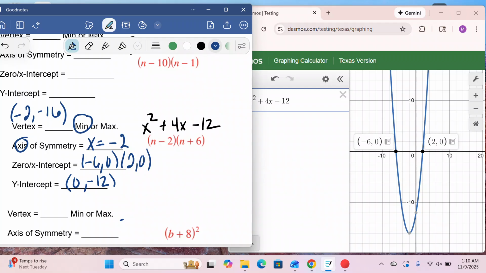Those are my two zeros, or my x-intercepts, and of course I can also put my zeros are negative 6 and positive 2. So I found my y-intercept, I found my zeros, I found my axis of symmetry, and I found my vertex. So once again, those are the key features for all these graphs.